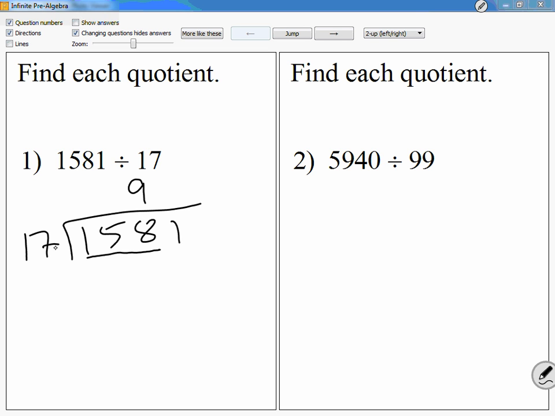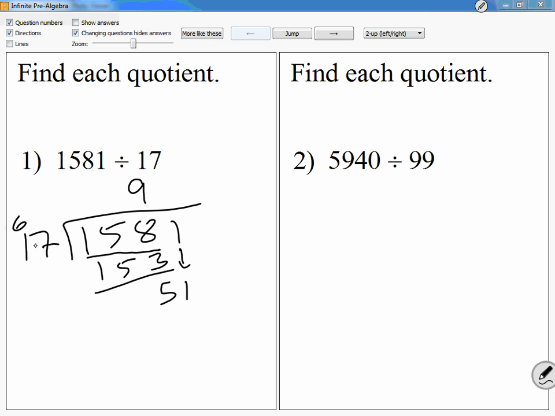How much is 9 times 7? 63. So we carry the 6 and we write down the 3. Good. How much is 9 times 1 plus 6? 15. When I subtract this, I get 5, which is less than 17, so that was good. So now let me drop the next number.